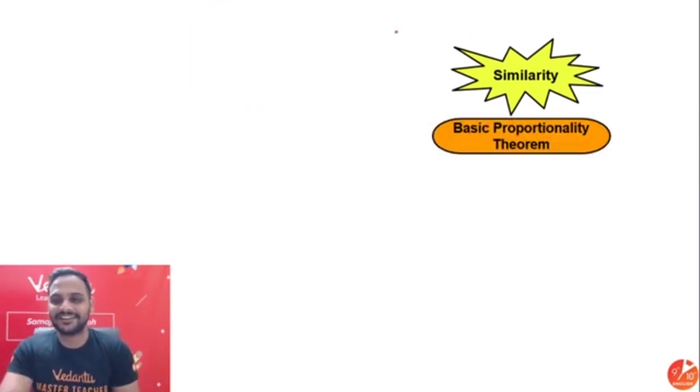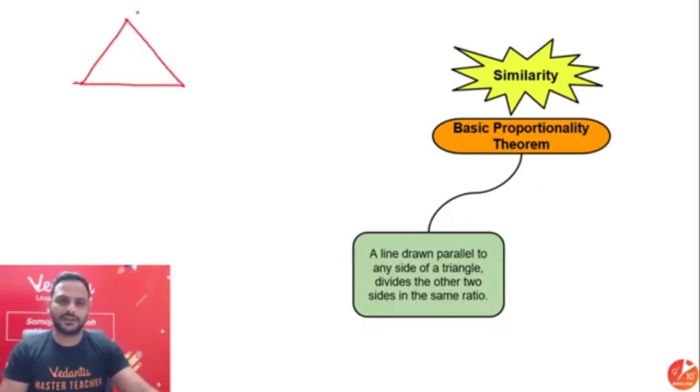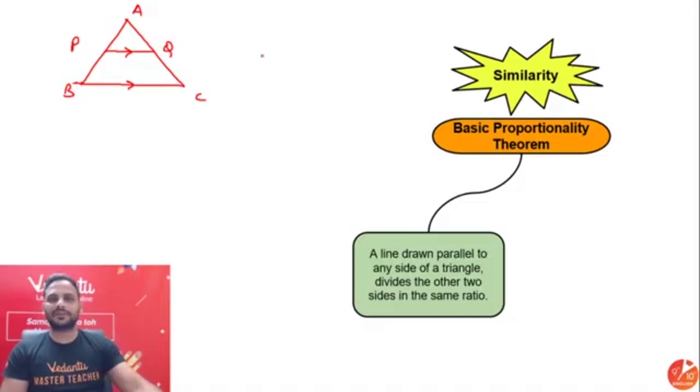Next part, basic proportionality theorem. Important theorem for you. Any line drawn parallel to any one side of a triangle divides the other two sides in the same ratio. That means, suppose I have a triangle ABC, and I draw a line PQ parallel to BC. In that case, the segments in which AB and AC are divided, all the corresponding segments will be in the same ratio.